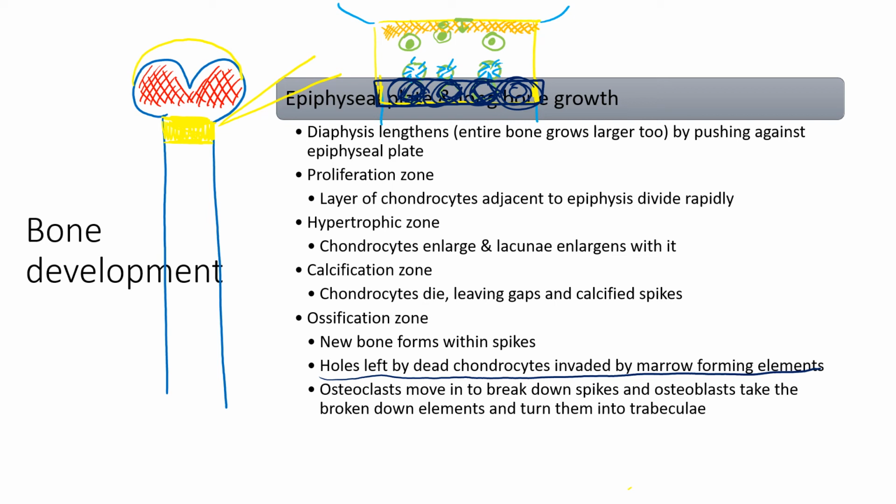You have a lot of vasculature in this area, right? Or at least embedded into the perichondrium and throughout the already ossified bone. So you'll have blood vessels that move close enough so that bone marrow forming elements, bony stem cells, blood stem cells can move their way in.